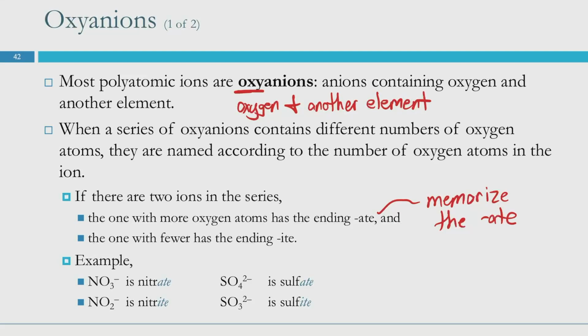The ATE ending is also the one that shows up on the green sheet in the oxyanions table at the top of one of the sides. So it's got all of them up there. You have to memorize the number of oxygens and the charge for each of those. If there's only 2, then the one with fewer oxygens will have the ITE ending.